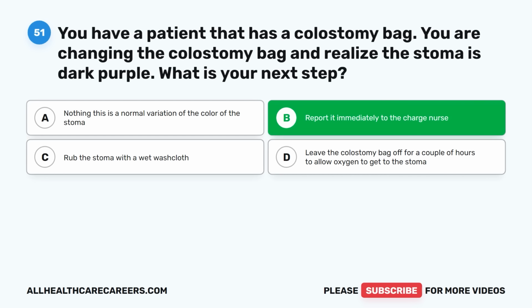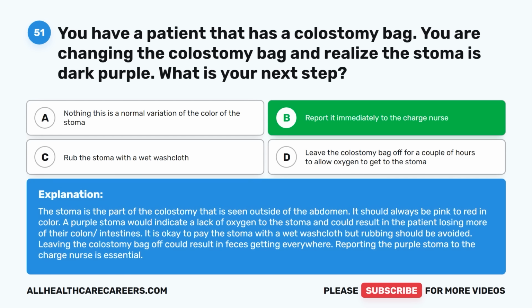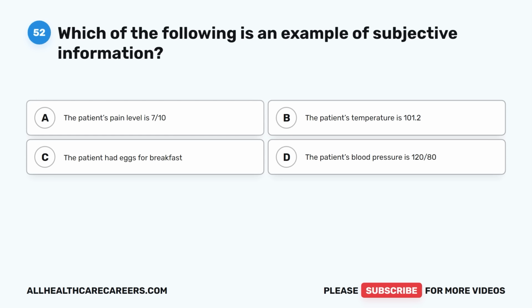The correct answer is B. Report it immediately to the charge nurse. The stoma is the part of the colostomy that is seen outside of the abdomen. It should always be pink to red in color. A purple stoma would indicate a lack of oxygen to the stoma and could result in the patient losing more of their colon intestines. It is okay to pat the stoma with a wet washcloth, but rubbing should be avoided. Leaving the colostomy bag off could result in feces getting everywhere. Reporting the purple stoma to the charge nurse is essential.